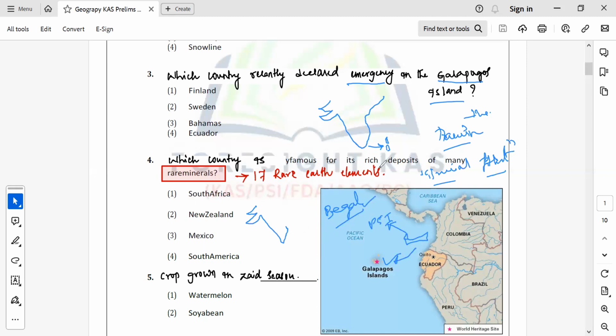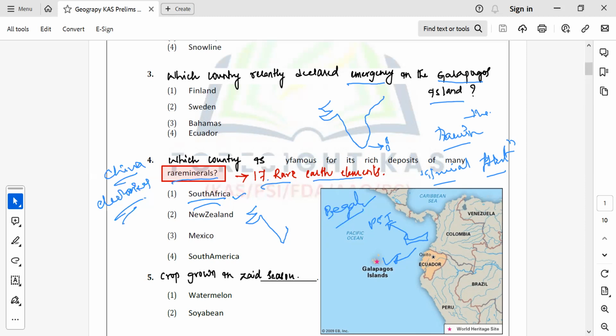So again, which country is famous for rich deposits of many rare minerals? You know, in the periodic table, there are 17 rare earth elements. Remember their names. One more important thing about rare earth elements is they are very much useful in the electronic industries. Of course, in the world, the richest deposits are located in China. But as per the option, Africa is the answer, not New Zealand, Mexico, South America. South Africa is a rich source of these rare earth elements. So this is very important.